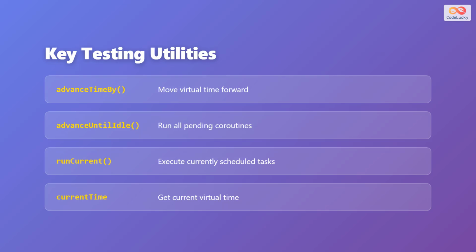Let's review the essential testing utilities you'll use regularly. advanceTimeBy moves virtual time forward by a specific duration, which is useful for testing scheduled work. advanceUntilIdle runs all pending coroutines until nothing is left to execute, perfect for waiting until your system reaches a stable state. runCurrent executes only the currently scheduled tasks without advancing time further. And currentTime gives you the current virtual time value, which is useful for timing assertions. Mastering these utilities will make your coroutine tests robust and maintainable.